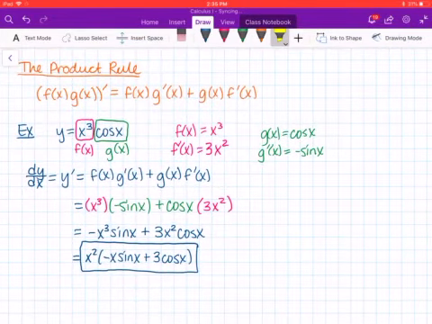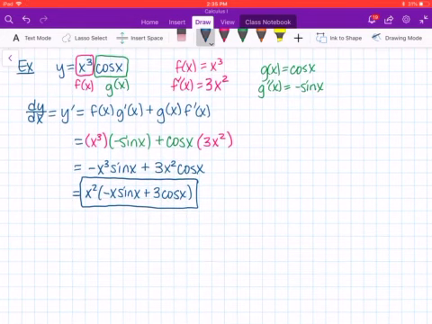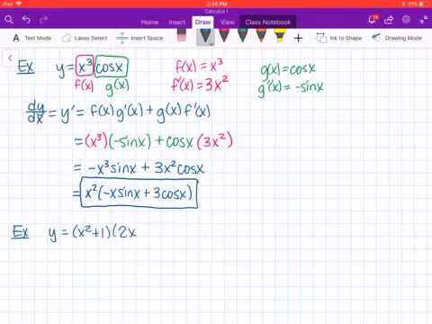Okay, so remember we just figured out the product rule, and I really want to stress that you got to memorize this product rule. Let's do one more example here where we have to use another product rule. So our next example is going to be y equals, let's let it be x squared plus 1 times 2x cubed plus x. We can see it's the product of two functions again.